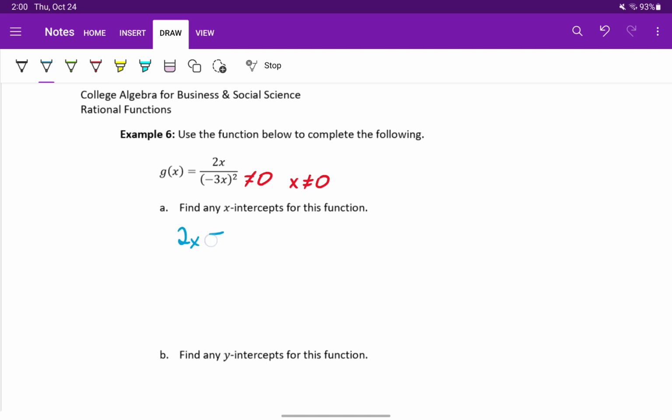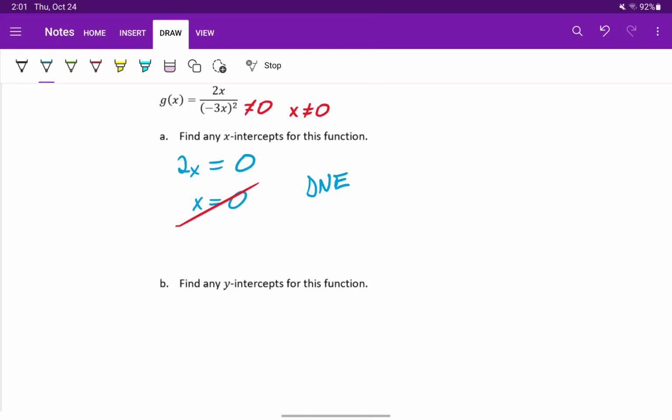We'll take the denominator, set it equal to 0, and solving will give us x equals 0. But as we just stated, that's a restricted value, so the only potential x-intercept that we came up with is outside the domain of this function. So we would answer DNE, or does not exist.